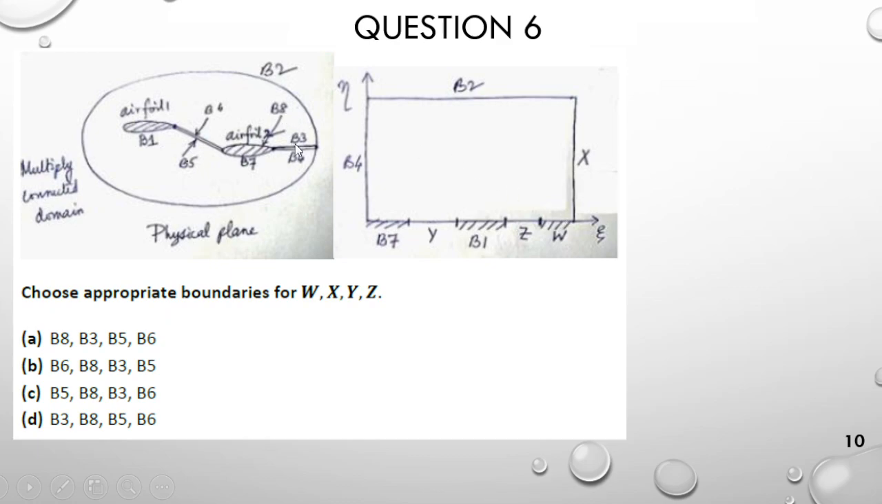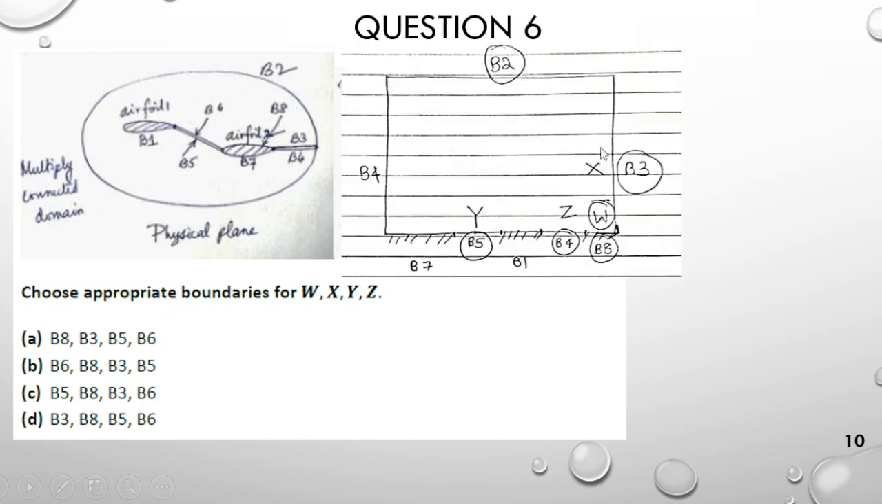B8 is adjoining to B3. So W will be B8, which is adjoining to the B3, that is the X. I have just represented that here. Mainly, if we see the options, they have asked for W, X, Y and Z. W will be B8, and there is only one option which starts with B8. So even if the options were not there, you should be able to guess the answers.